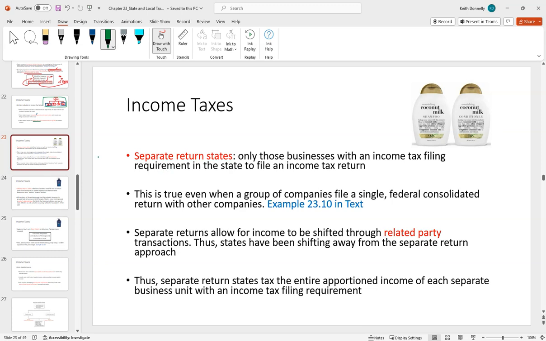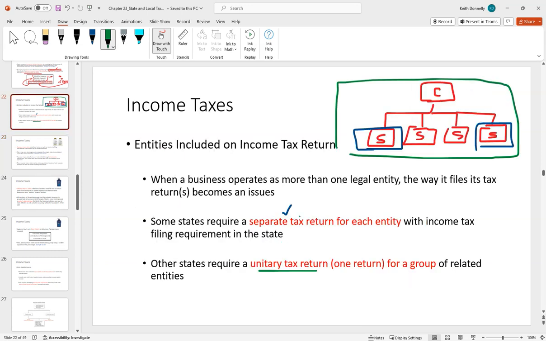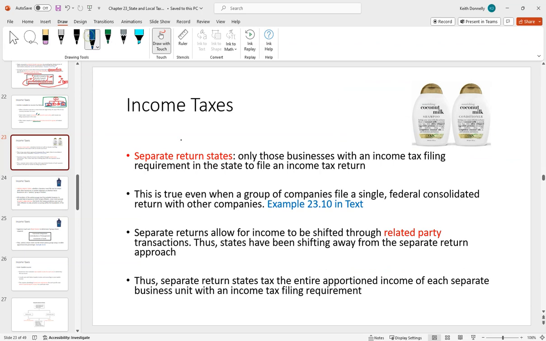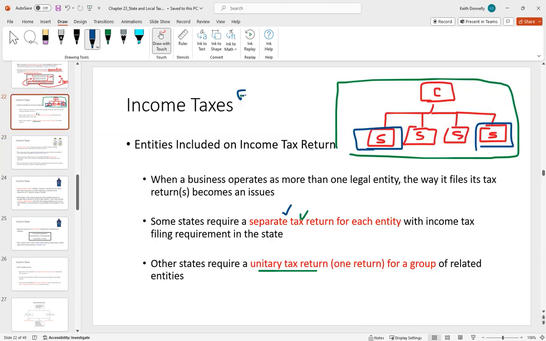A couple other things. If we're talking about separate return states, only those businesses with an income tax filing requirement in the state are required to file. This is true even when a group of companies files a single federal consolidated return with other companies. So what does that mean? On the Fed, you would do a consolidated return, on the 1120 for that entire group, consolidated.